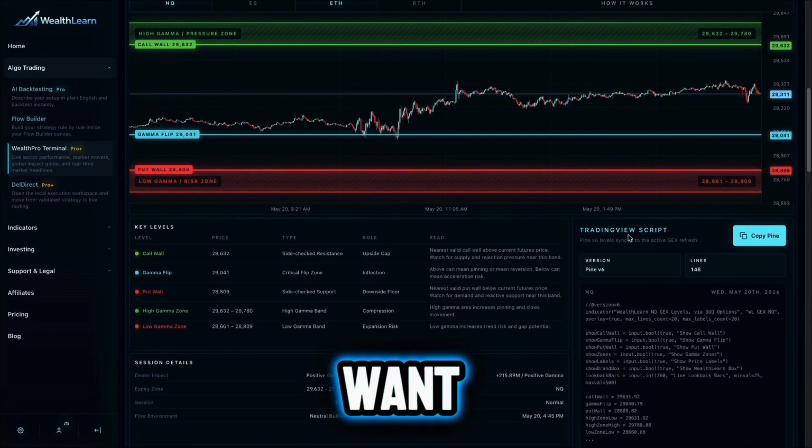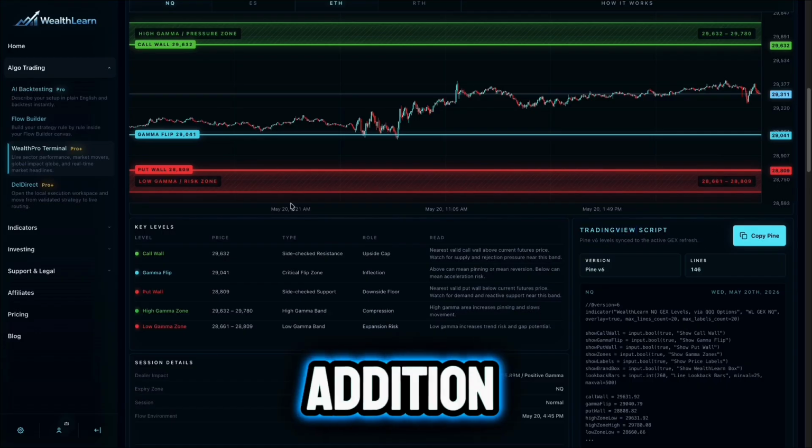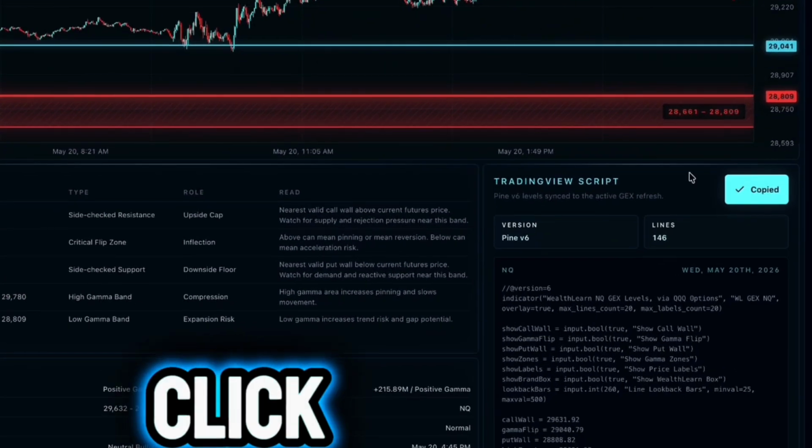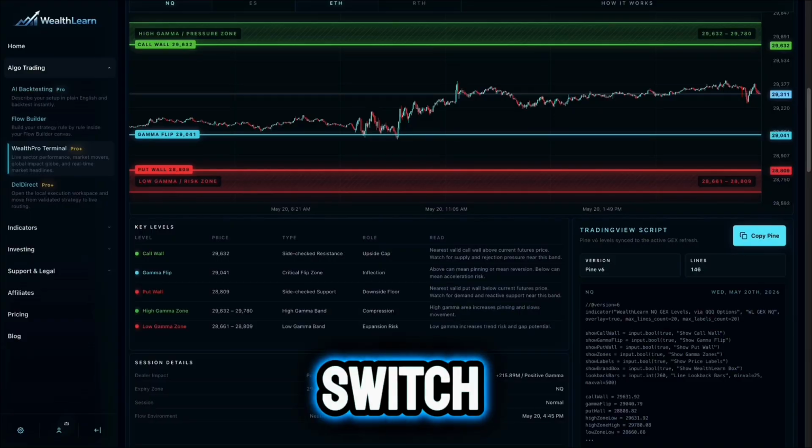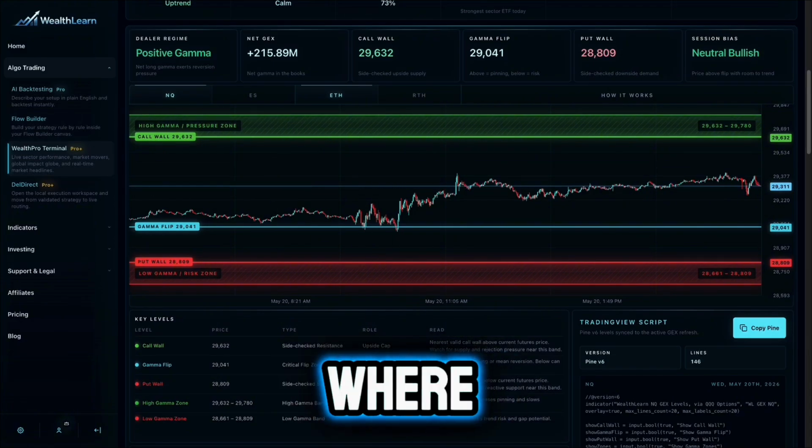Now, before we move on, I do want to take a moment to point out that this TradingView script is a recent addition to the GEX module so that you're easily able to click copy pine, paste it on your TradingView chart, and not have to switch between these two tabs just to see or mark out manually where these levels are.